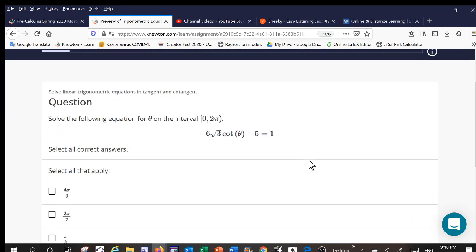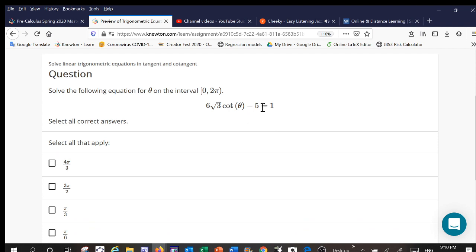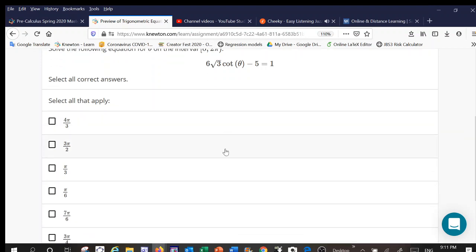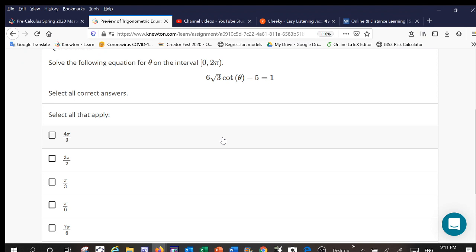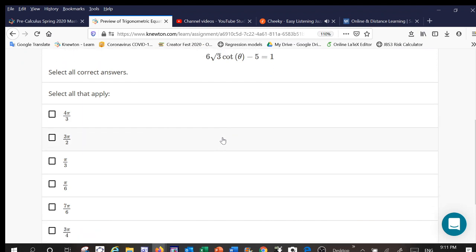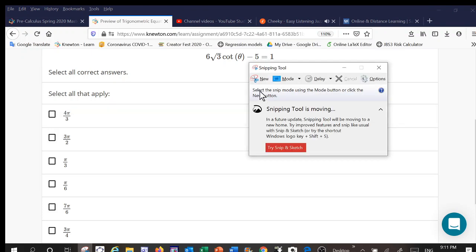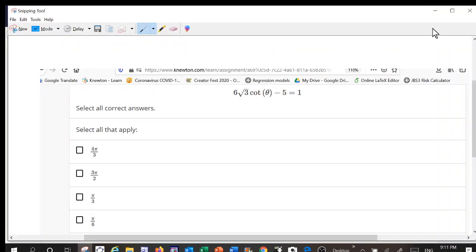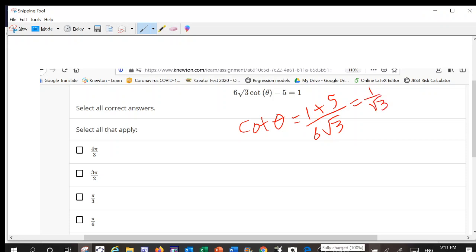Solve the following equation for theta. Again, cotangent, you isolate it. You get 1 plus 5, 6 divided by that, right? And again, from 0 to 2 pi, what is the answer? Well, let's see. Let's do this one together as well. So we got cotangent equals 1 plus 5 divided by 6 square root of 3, which is 1 over square root of 3, or just square root of 3 over 3.